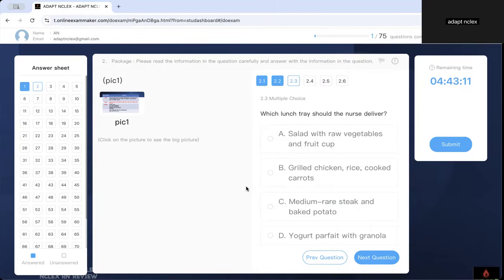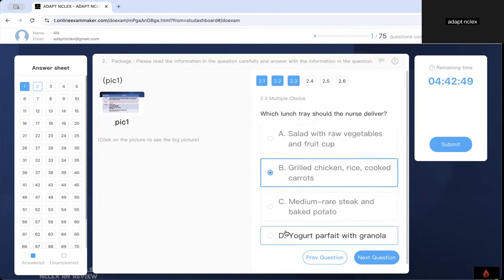Avoid infection. Anything raw that will cause infection, the food has to be cooked to the best of all. Therefore, raw vegetables, bad problem. All of this is cooked. Chicken, rice, cooked. Carrot, even the carrot is cooked. Steak is not cooked well. It's medium rare. Yogurt, a bunch of bacteria. Let's go. We're going to go with this.